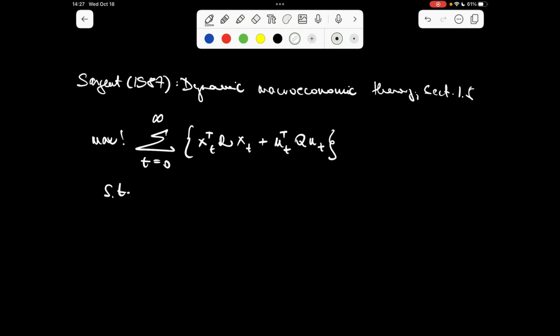Supposing that this linear equation describes how the endogenous state behaves under the influence of the control variable. So most importantly, vector xt is a vector. This is the state vector. Ut is the control vector.